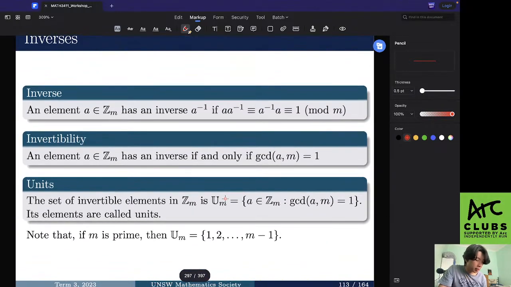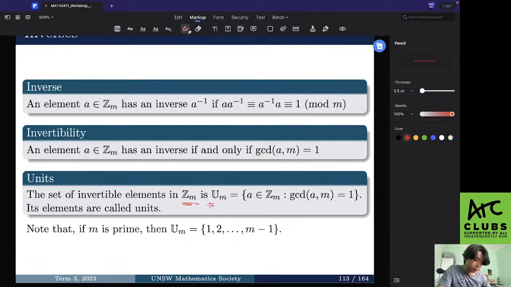There's something else. We know that if m is prime, then the units are just all the numbers from 1 to m minus 1. The reason is that if a number is prime, then it doesn't share common divisors with any other number, unless the prime itself is a factor. Since Z_m is the set of all numbers 0, 1, all the way to m minus 1, and these numbers are all less than m, if m is prime, then all of these have a greatest common divisor of 1 with m.